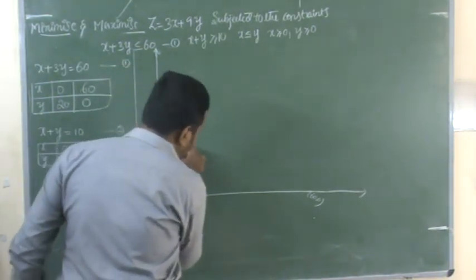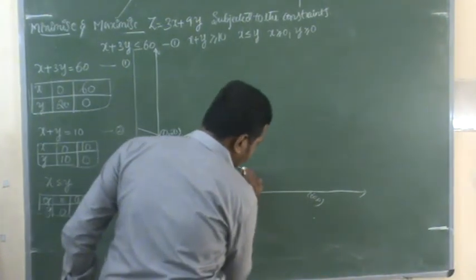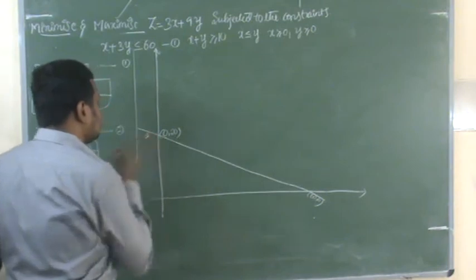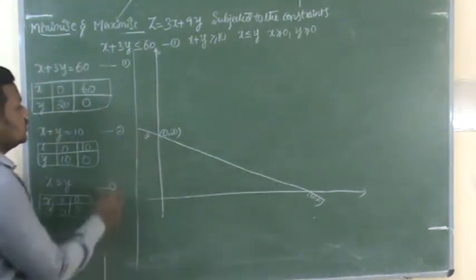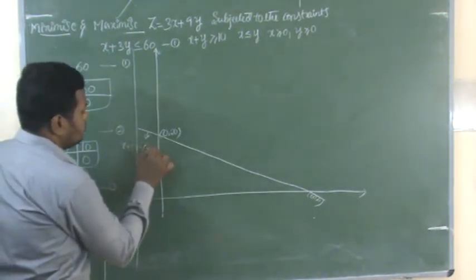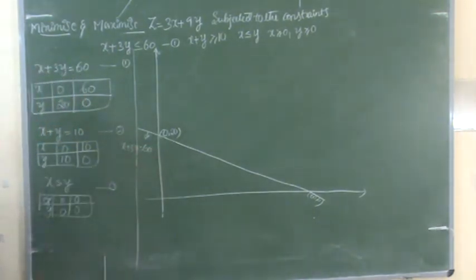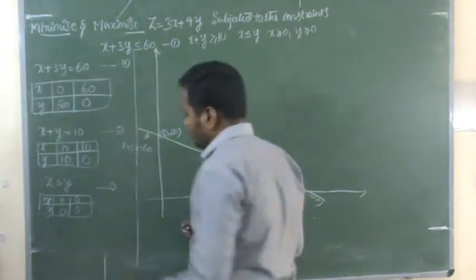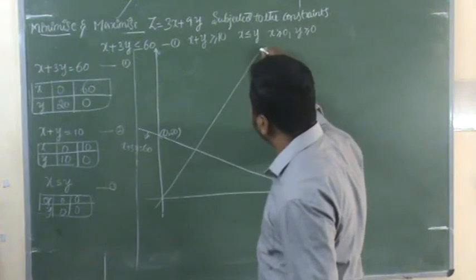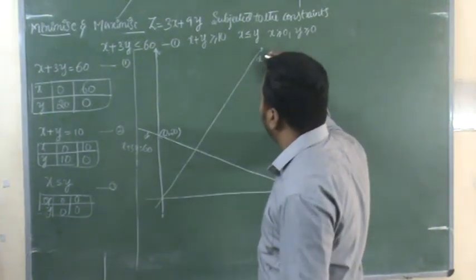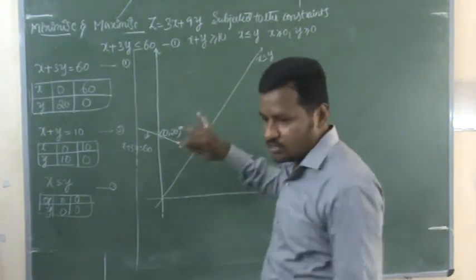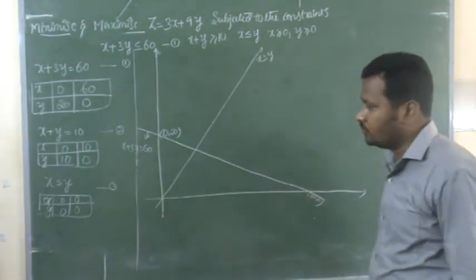Join these 2 points. Okay, this is the equation: x plus 3y is equal to 60, and x is less than or equal to 0. The line passes through the origin. This is the line: x is less than or equal to y, or x minus y is equal to 0.